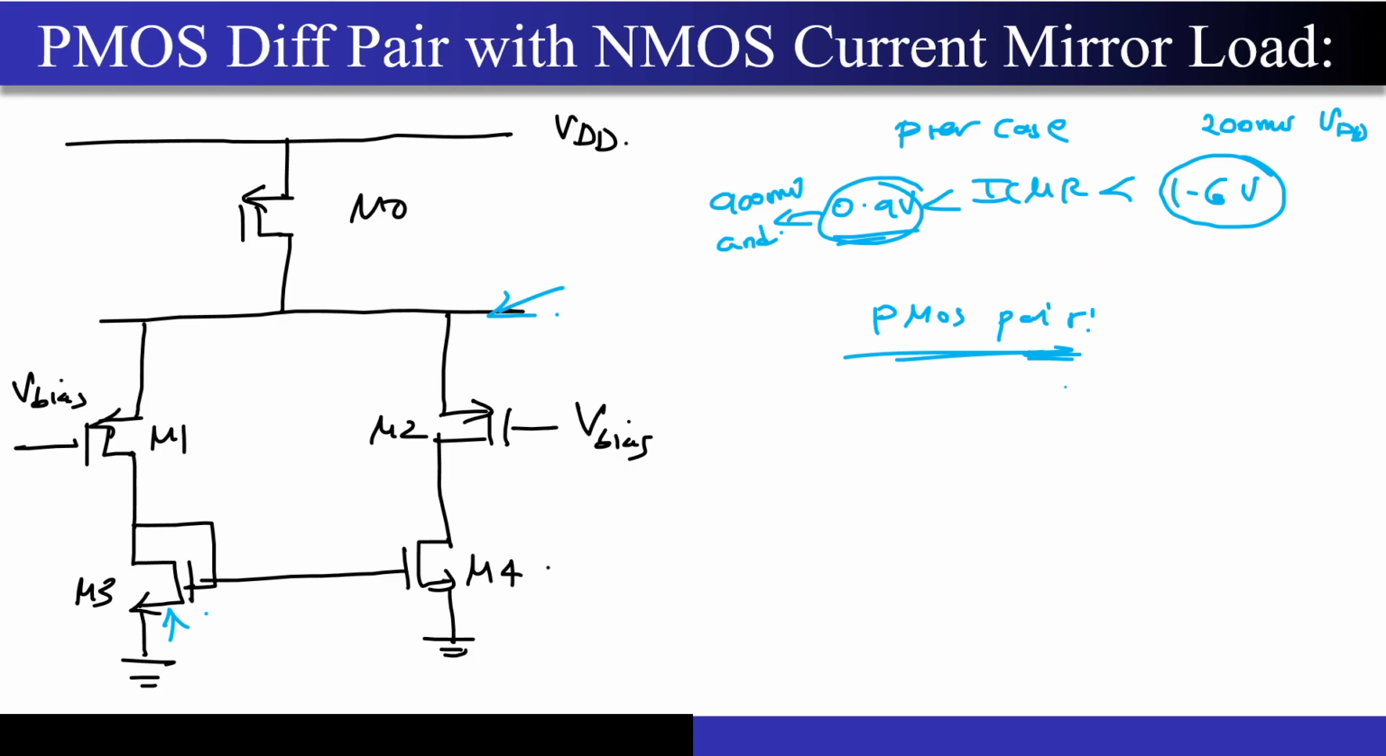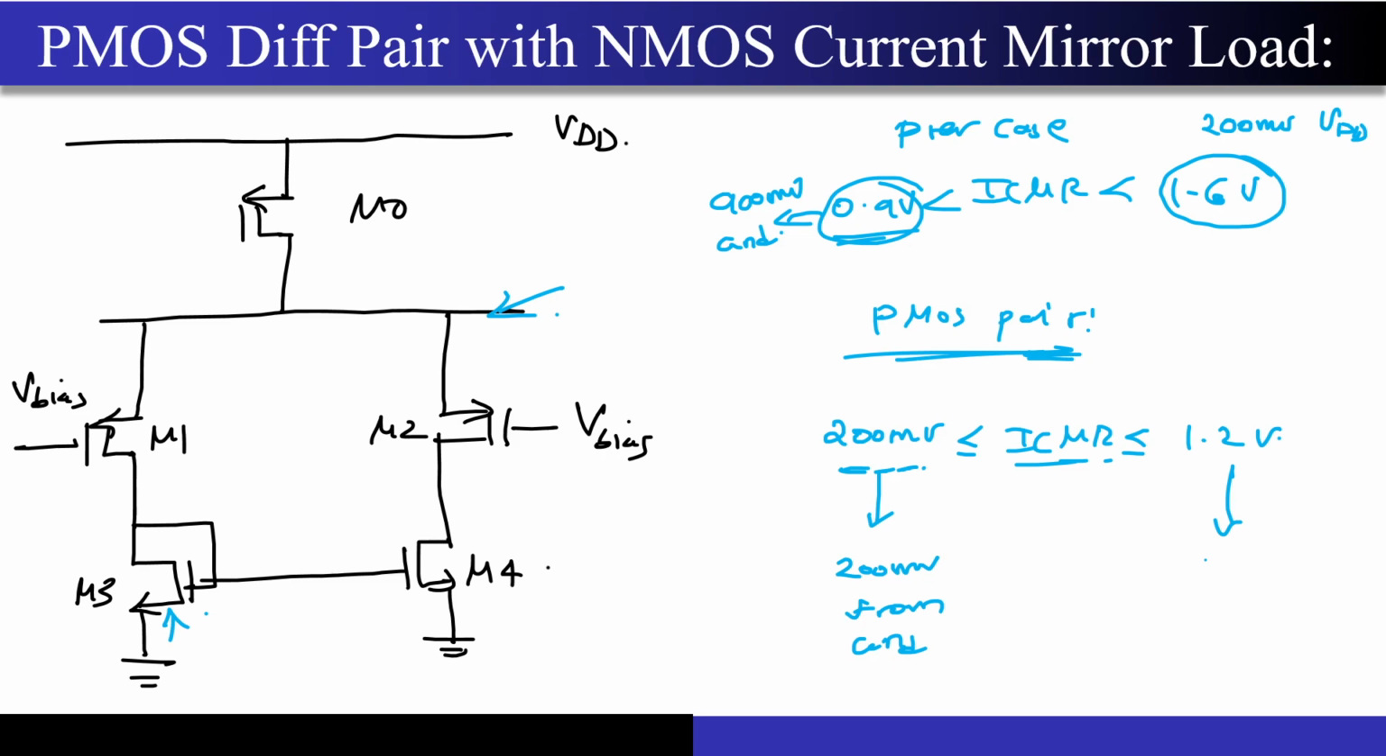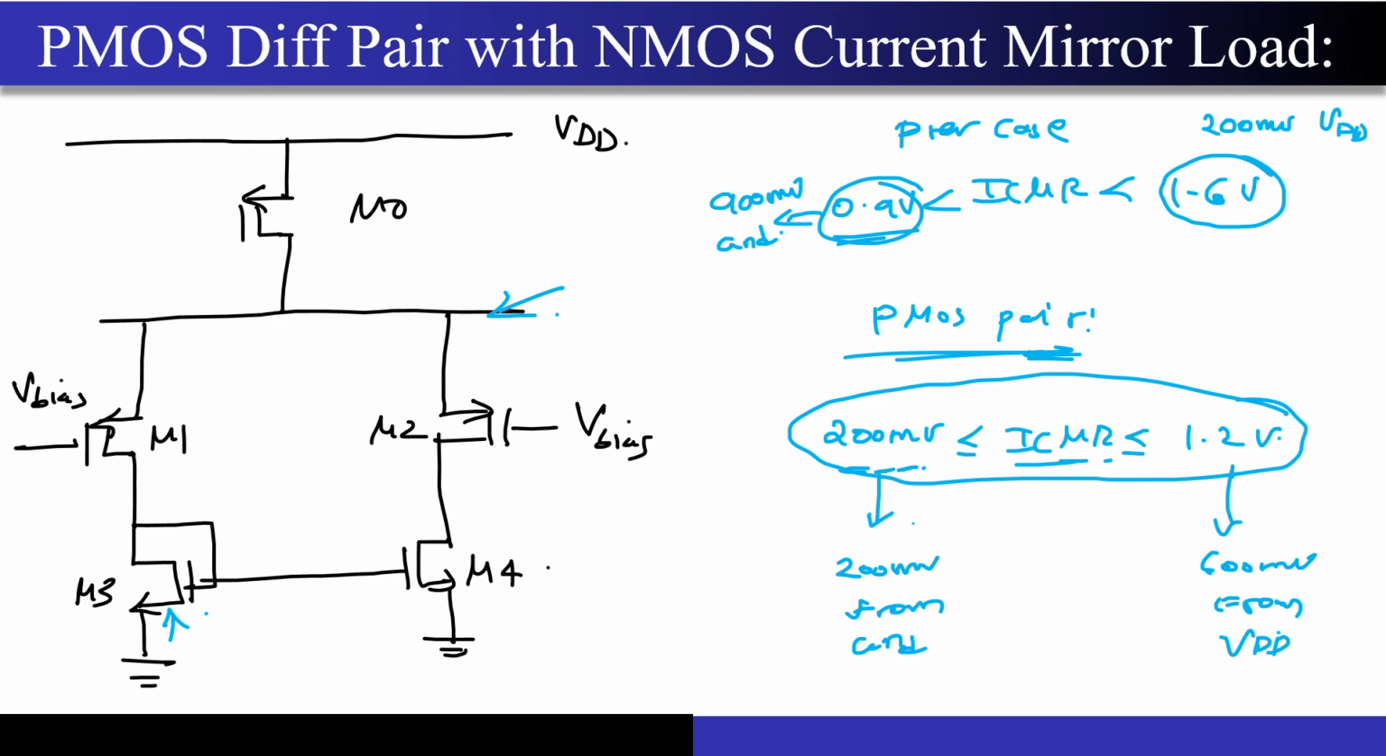Correct? If you look at the PMOS pair, it will look something opposite. Now if you calculate the ICMR, it will come out to be something like this. Now the ICMR is biased towards the ground. Why? Because the lower limit is hardly 200 millivolts from ground, whereas the higher limit is almost around 600 millivolts from VDD. Correct? Now, can you combine both of them intelligently?